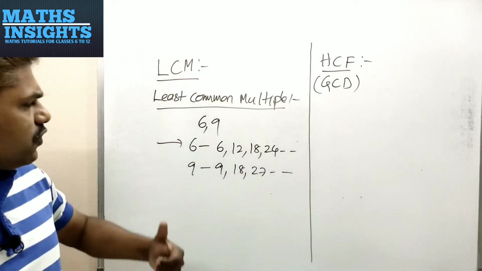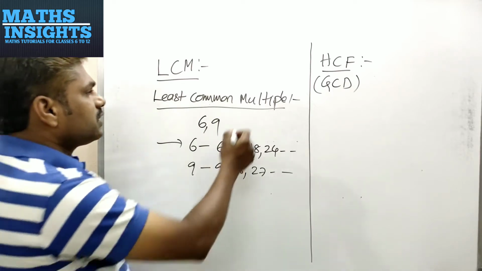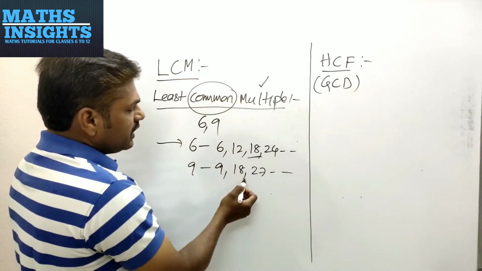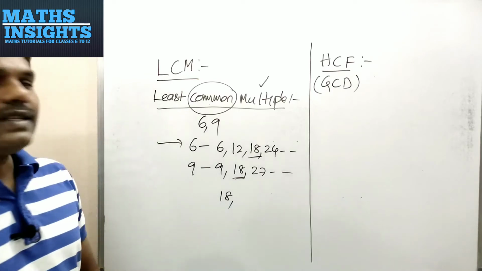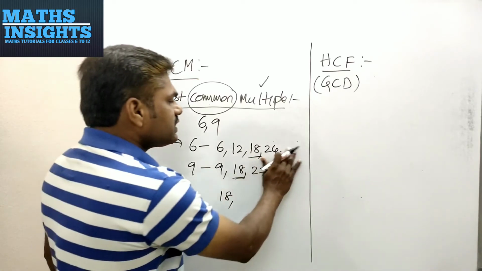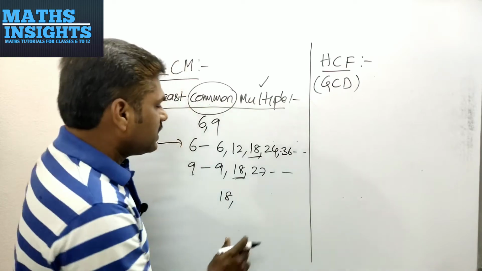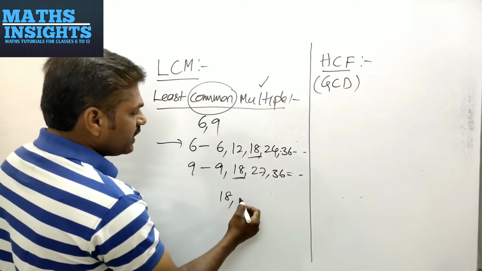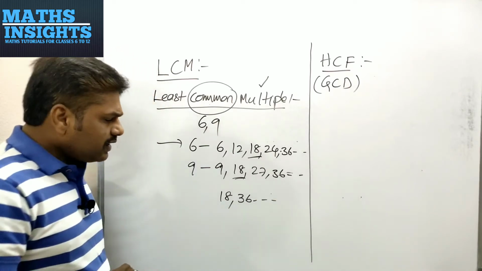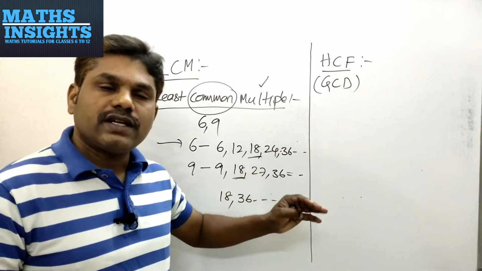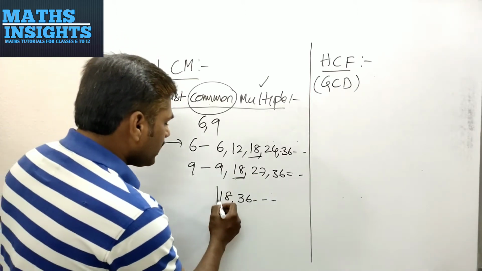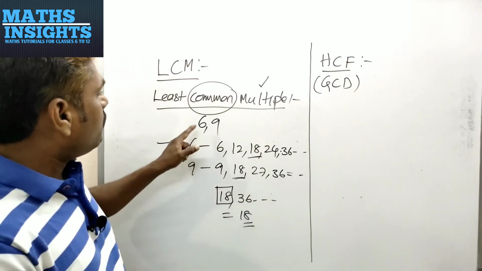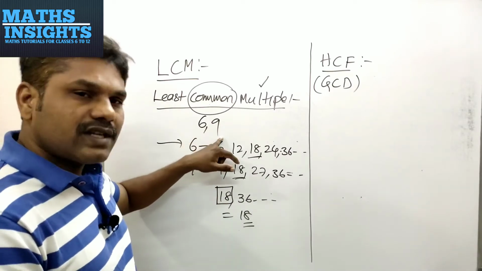See, you have written the multiples, now we have to take out the common multiples. If you observe, 18 is a common multiple. You have 36 also here, a multiple of 9, and here also you will have 36. So if you select the common multiples, 18, 36 and so on, in these common multiples you have to select the least common multiple. So 18 is the least common multiple. This is the LCM, least common multiple, of 6 and 9.